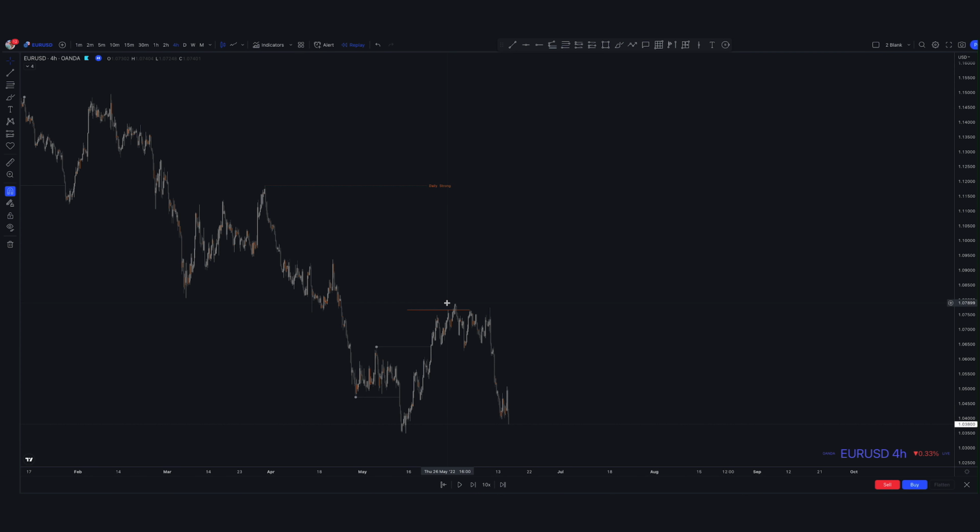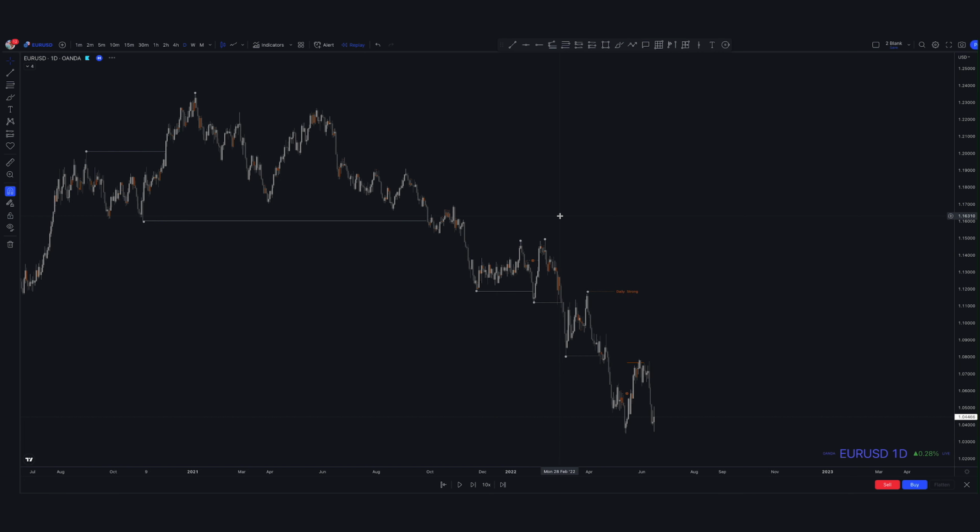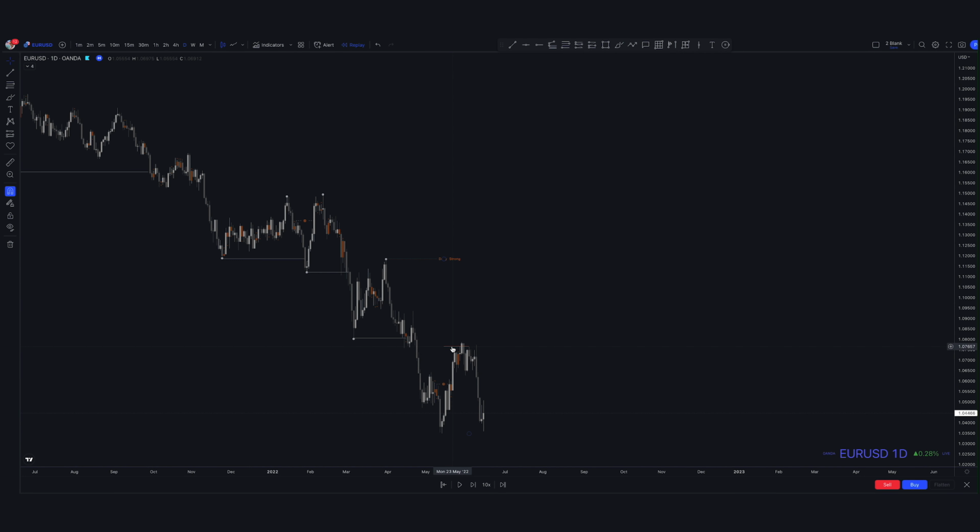You see, it takes more time on the 4 hour, but let's see how it looks on the daily. You see how it respects the 15-minute push on the daily as well. You see, to the pip here. I mean, not to the pip, but it came to this zone here. So you can be using the discount and premium price just to see where we are.